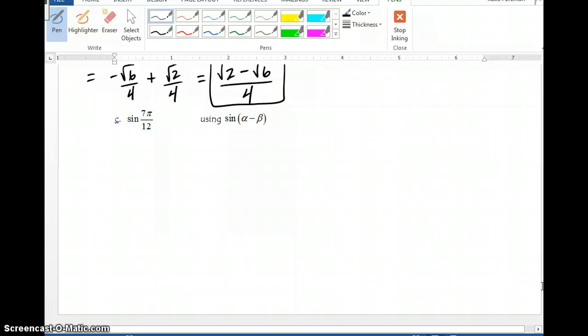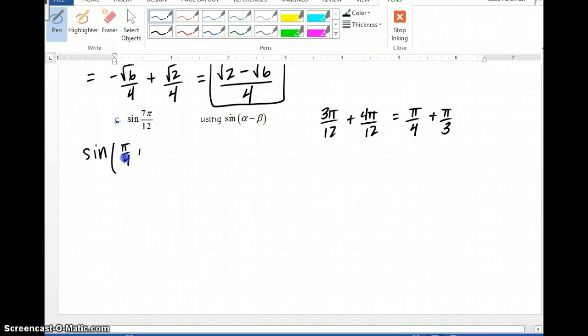Okay, last one, 7 pi over 12. So let's go with the easy ones. 3 plus 4 gives me 7. Both of these will reduce to first quadrant angles. So pi over 4 plus pi over 3. Sine of pi over 4 plus pi over 3. Using the identity, sine of the first angle measure times the cosine of the second angle measure. Keep the operation the same. Cosine of the first angle measure times the sine of the second angle measure.